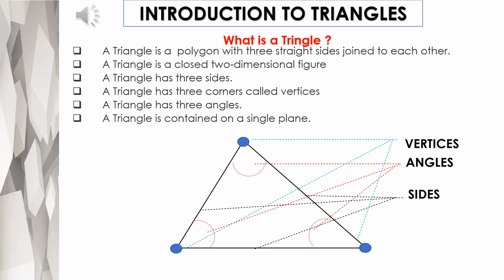Now, we know that when two straight lines join at a vertex, they form an angle. So this triangle, having three sides joining each other at three points, will have three angles. And this triangle is contained on a single plane. Now, let us go into more details about triangles.